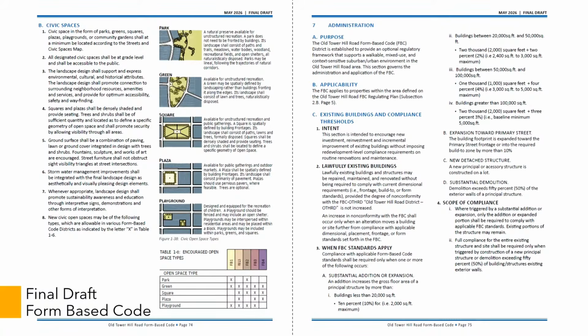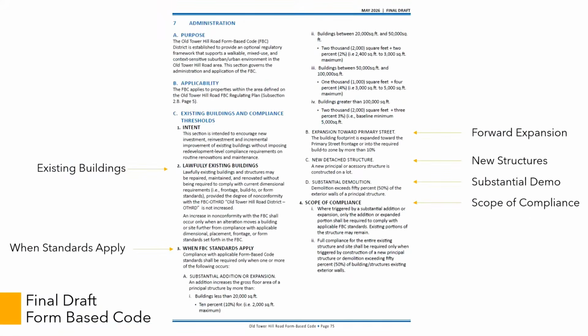This is the section associated with the administration and lawful existing buildings, and I'll just touch upon that. So again, there are new sections that clarify what an existing building is defined as, when the standards apply, when you're affected by a forward expansion of a building that's existing, what happens when you're proposing a new structure, what happens when you're proposing substantial demolition, and the scope of compliance. And those are all covered on page, I believe it's 74 or 75.